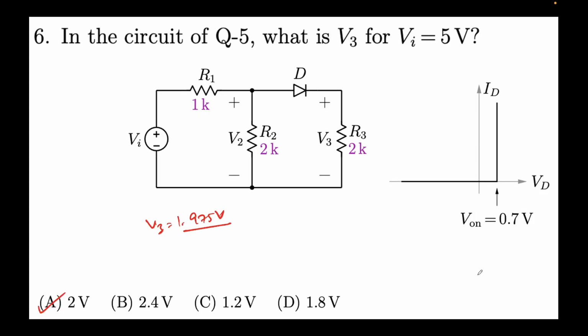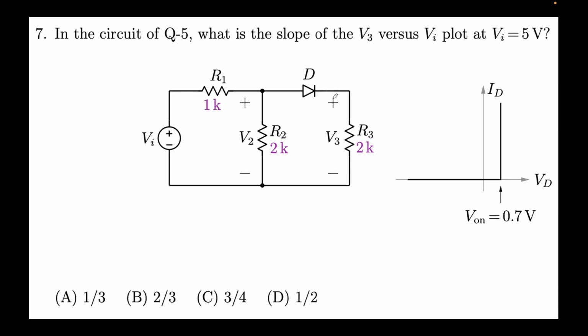So this is nothing but the extension of the previous problem. In this we just replaced the diode by a voltage source, because the diode is already turned on, so we just replaced it by this and solved the problem.